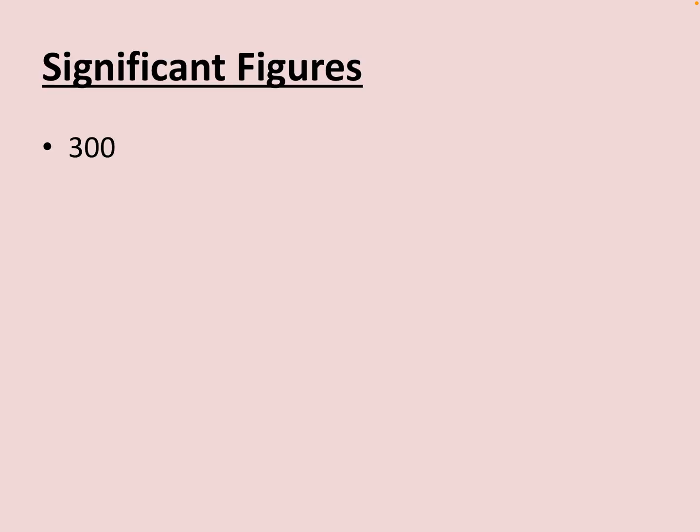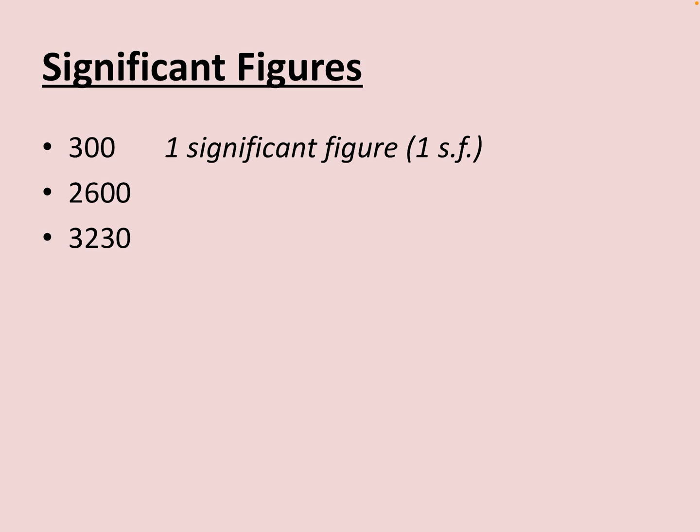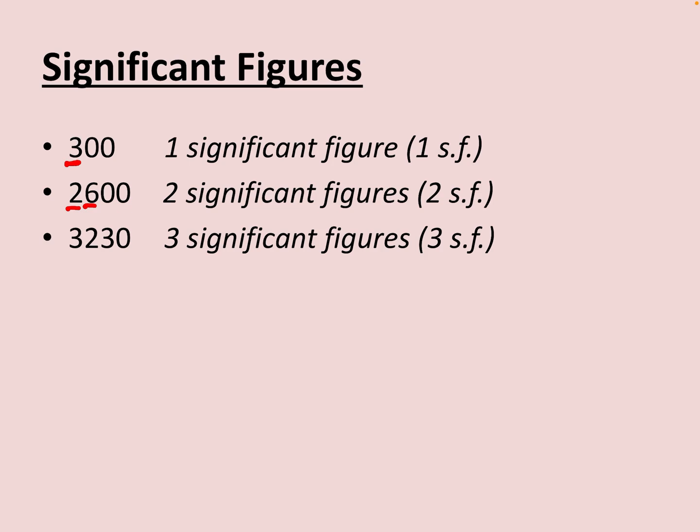So let's have a look at, first of all, recognising how many significant figures a number has. If we have a look at the numbers 300, 2600, 3230, we would say that the first number has one significant figure. So the number at the front is a real digit and the rest are zeros. The next one we would say has two significant figures. The zeros on the end are not considered significant. And the last one has three significant figures. So that's looking at large numbers.